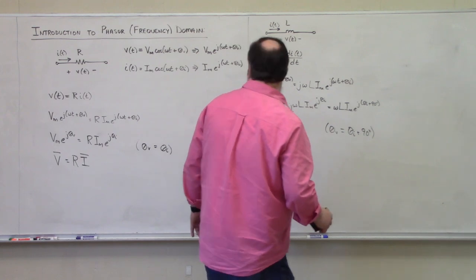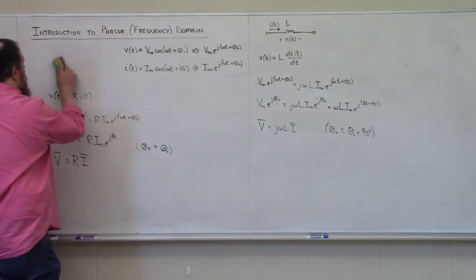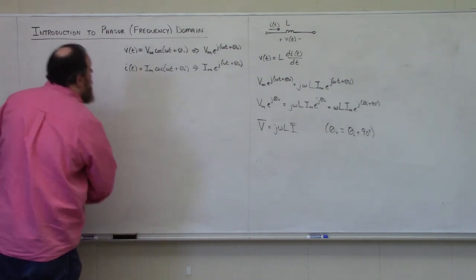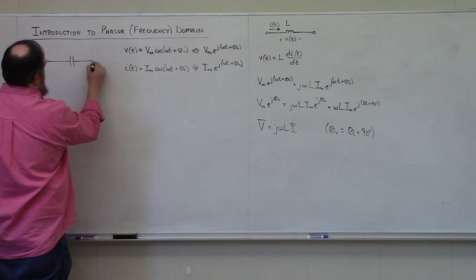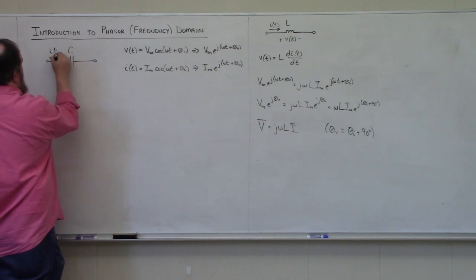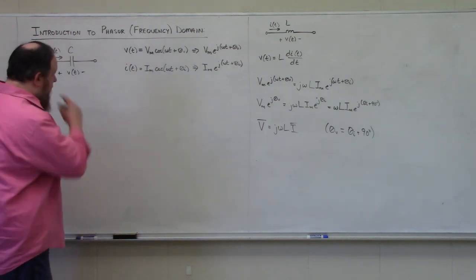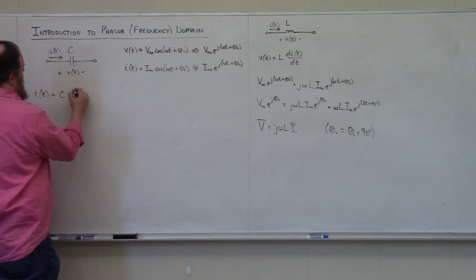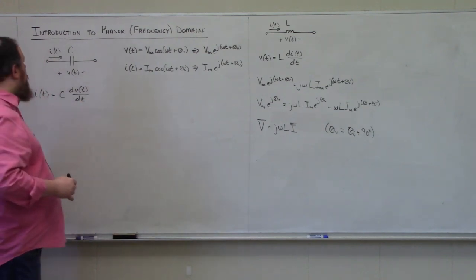Lastly, let's work with a capacitor, where we have a current flowing in and a voltage drop occurring over the capacitor terminals. And we know that I of t is equal to C dV by dt for a capacitor.